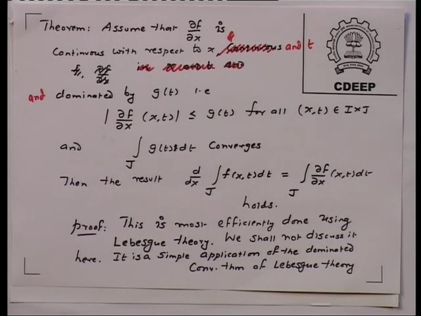Okay. Is this clear? The theorem is easy to apply, and the conditions are fairly easy to check. Del f by del x should exist, it should be continuous. I mean, what more could be natural? The only peculiar thing is that the partial derivative should be dominated by g(t). That condition is somewhat peculiar, but we can always verify that in many contexts. So after stating this theorem, I think it is time for an application.